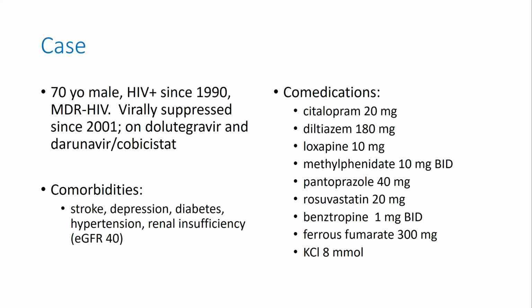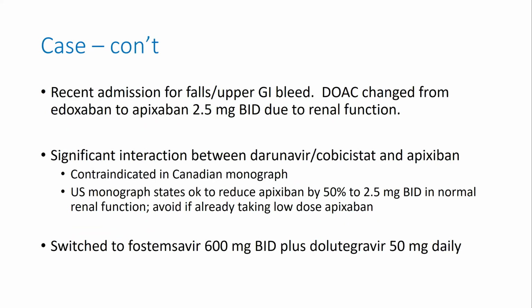And here's an example of a gentleman, treatment experienced, virally suppressed for quite a long time, and currently on a combination of dolutegravir and darunavir cobicistat. You can see there's a number of comorbidities and a lot of co-medications. He had a recent admission for falls and then an upper GI bleed, and his DOAC was changed from edoxaban to apixaban, 2.5 milligrams twice daily, due to his renal function.